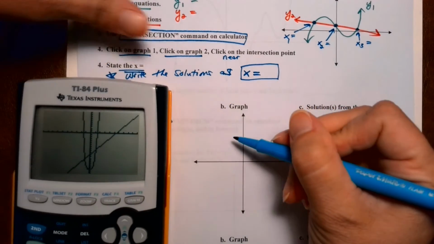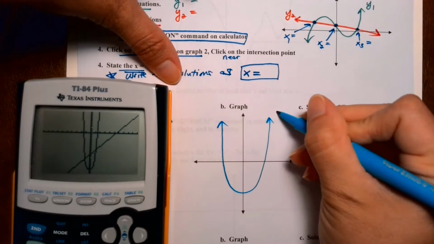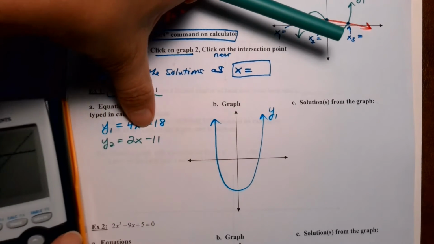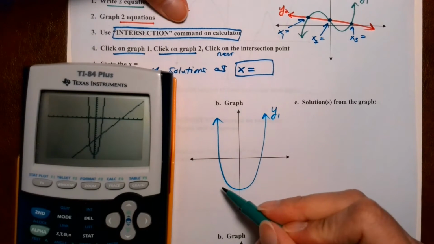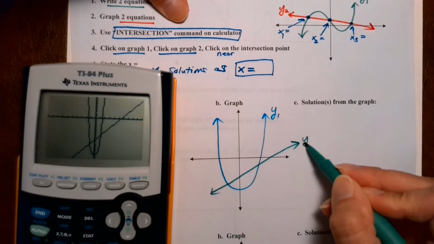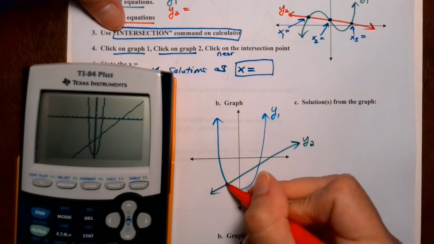So y1 was the quartic, and it kind of looks like this. Okay, so here's y1. And then y2 is this line with a y-intercept of -11. That's why he's so far down there. Okay, so we've got this y2. And do these graphs intersect? Yes, they do. They do intersect in two places.